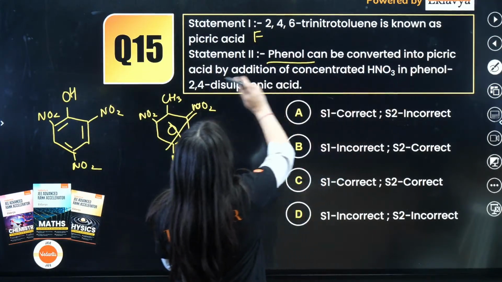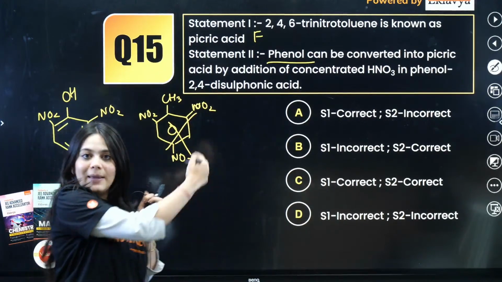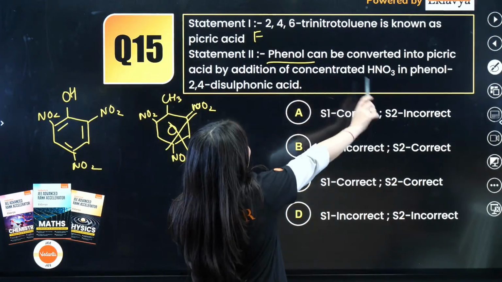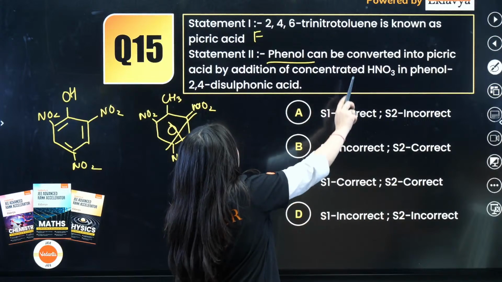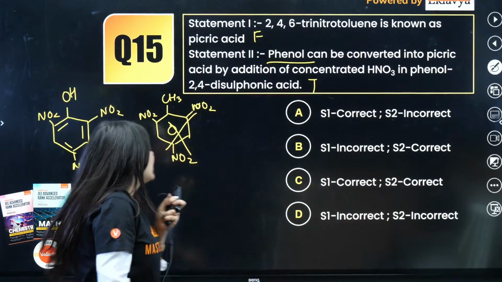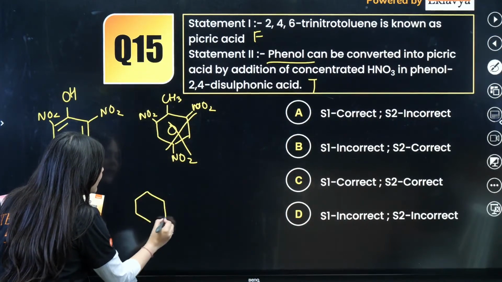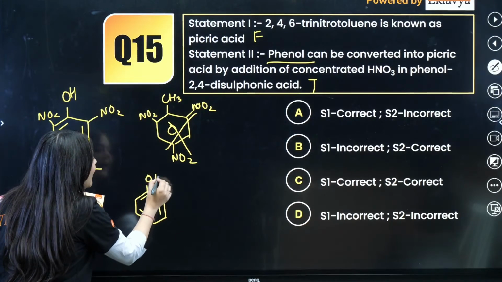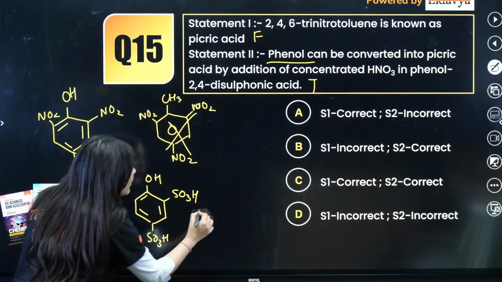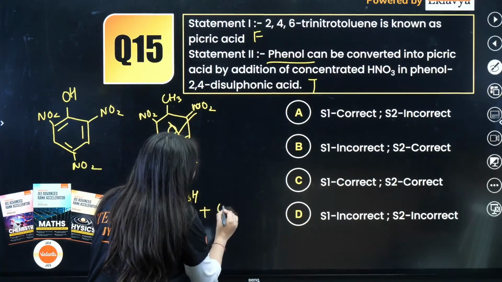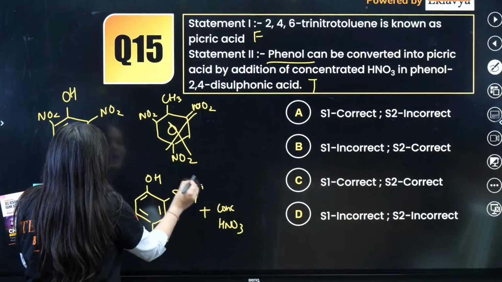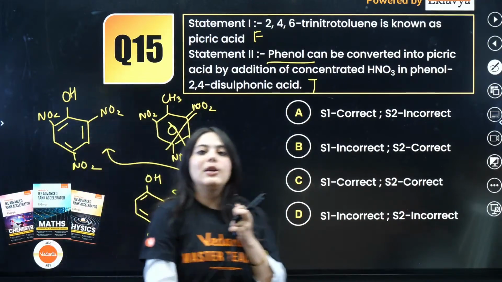Phenol can be converted into picric acid by the addition of, the same question was there in yesterday's shift, okay? Phenol can be converted into picric acid by addition of concentrated HNO3 in phenol 2,4-disulfonic acid. This is once again a true statement. You have this kind of structure. This is a benzene ring, and at the second and fourth positions you have sulfonic acid, and when you react it with concentrated HNO3, the product that you get is picric acid. This is an absolutely right statement.